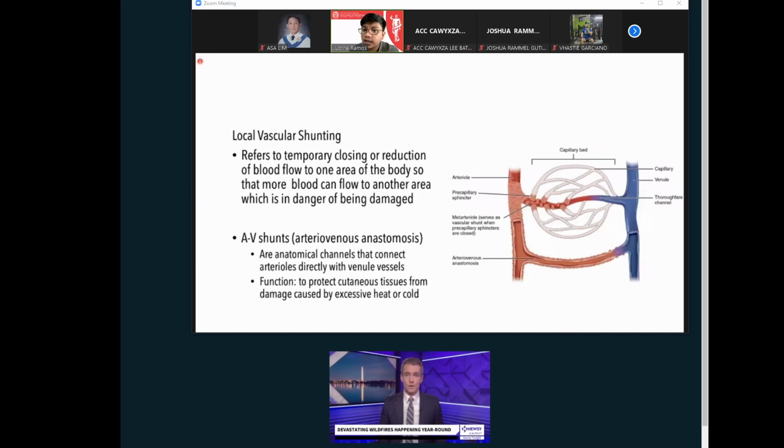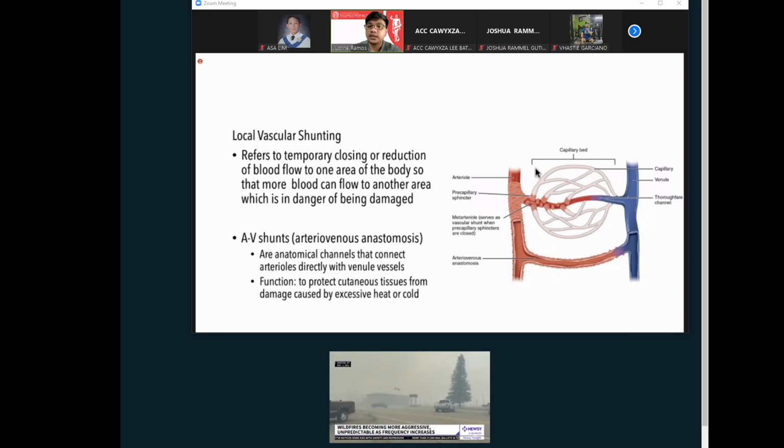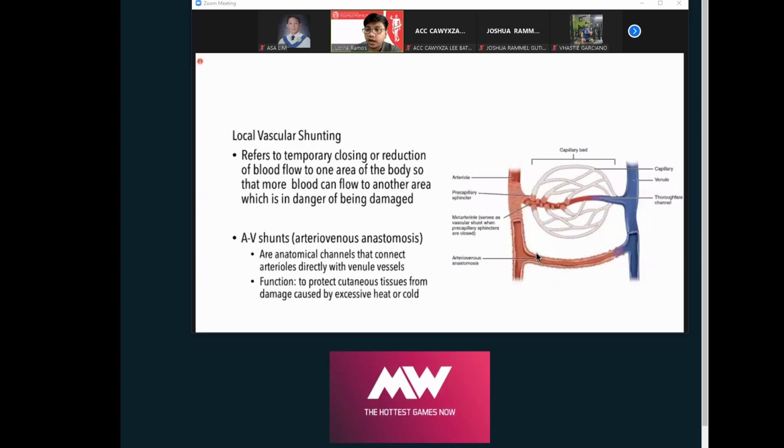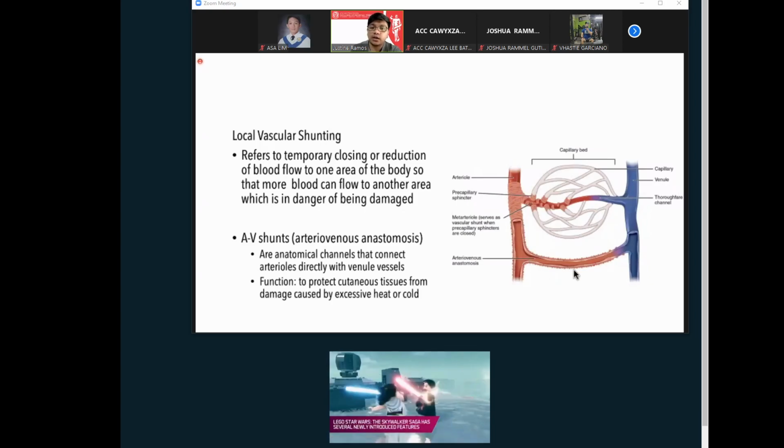And mangyayari lang yan kapag meron kang mga arteriovenous anastomosis. Ito yon, no? So there is a direct link. These are channels that connects directly the vessel, your arteries, and your venous channels. So ang tawag doon ay, before it gets to the lymphatic channel ha, hindi ito yung makikita natin between the blood vessel, the arteries, and your veins together with your lymphatic channels. Hindi. These are channels that connects directly the artery and the veins at whatever vessel, okay, in the body.